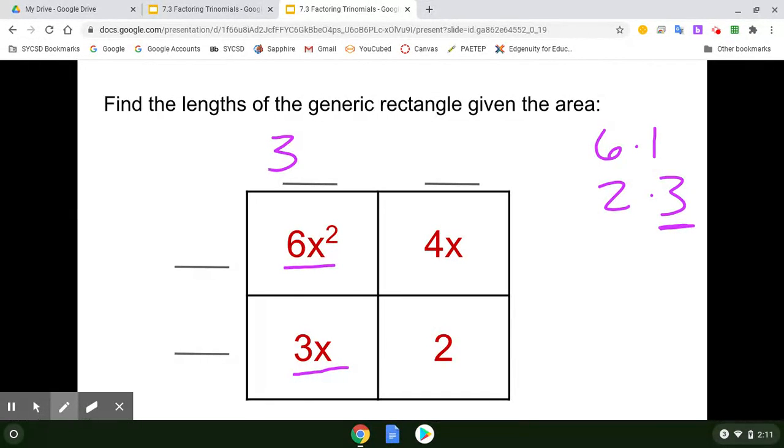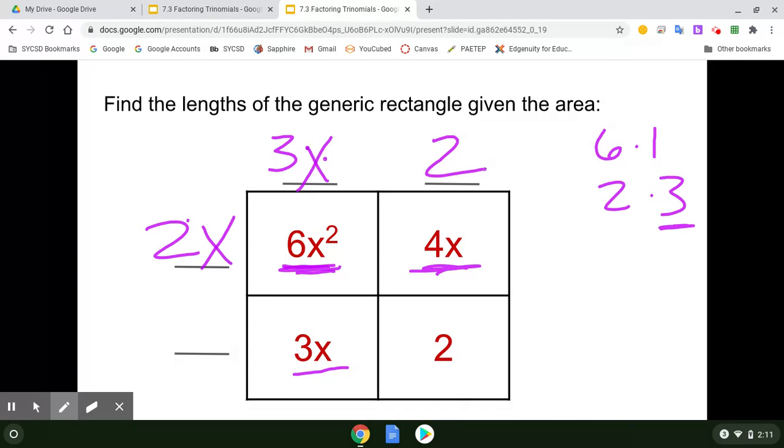And since they both share an x factor, then 3x is the factor of that column. And then looking at this row, it has to be 2x. And we know that since 2x times 3x is 6x squared. So that leaves us with this blank is 2, since 2x times 2 is 4x, and then this has to be 1 to make this all work. So our factors are 3x plus 2 and 2x plus 1.